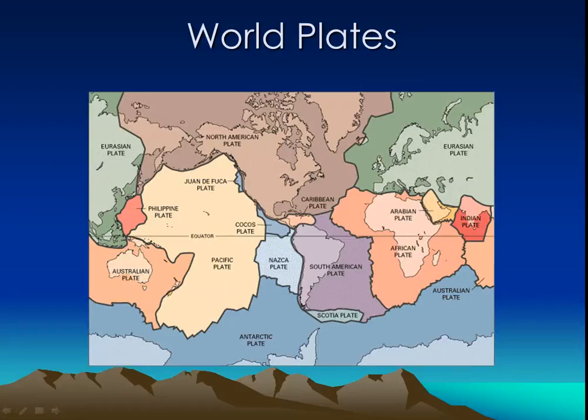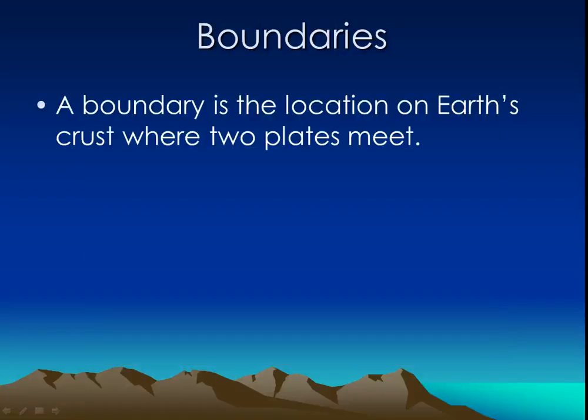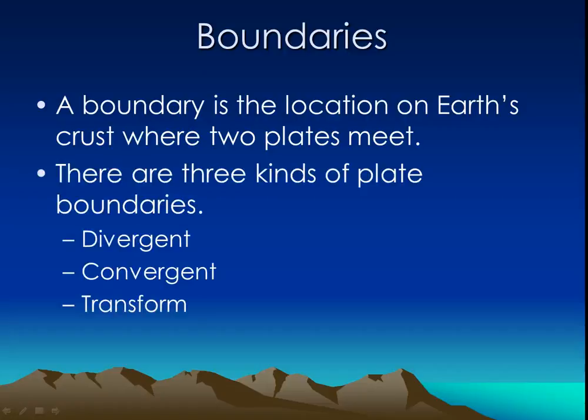Here you see a picture of the different plates that scientists have found on top of the mantle and underneath Earth's crust. A boundary is the location on Earth's crust where two plates meet. There are three kinds of plate boundaries: divergent, convergent, and transform. And we're going to talk about each of those here very briefly.